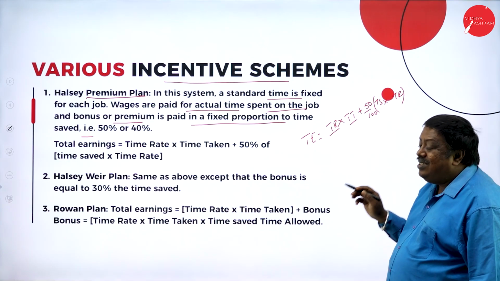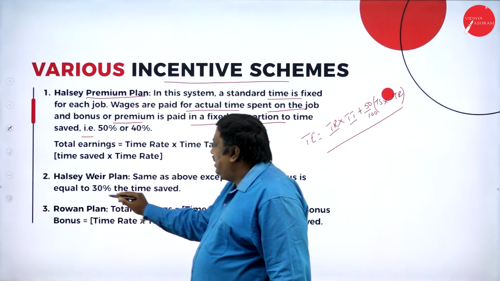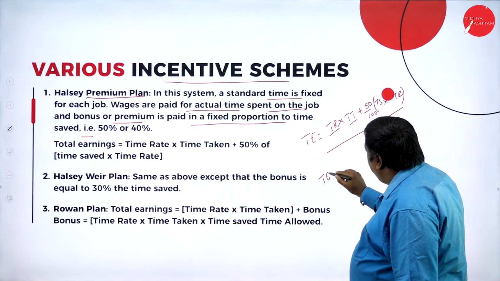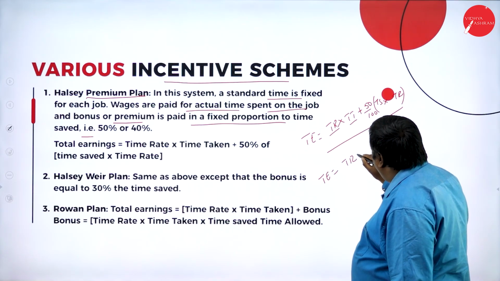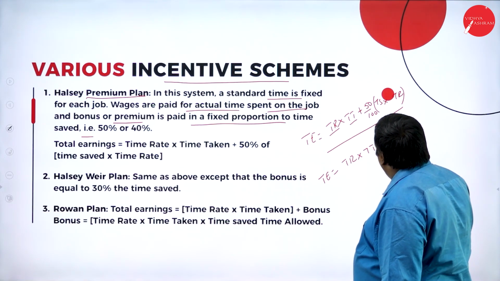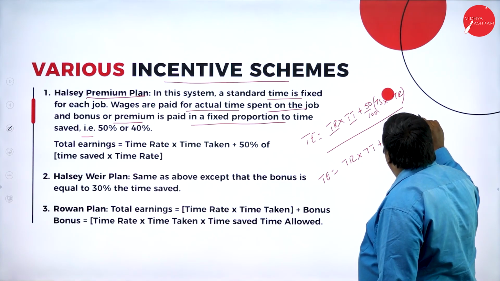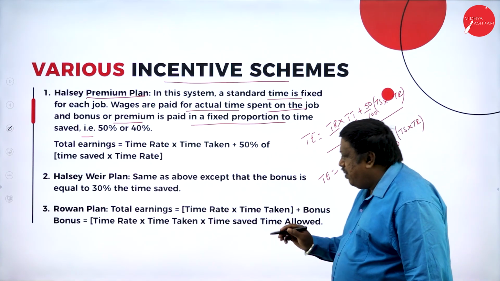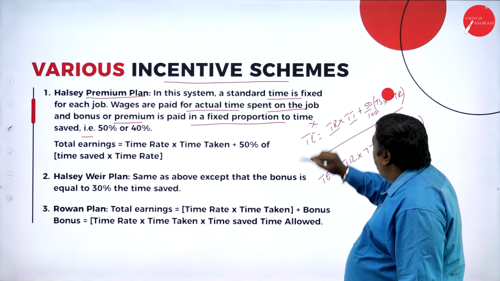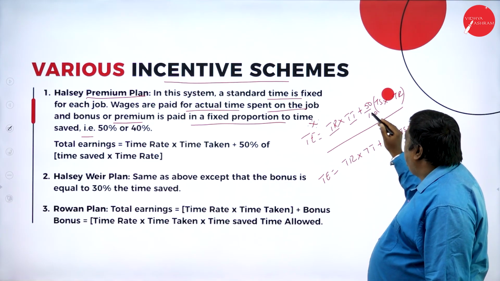This is the premium plan formula. Next we have the plan where the same formula applies: total earnings equals time rate into time taken plus 30 by 100 into time saved into time rate. This is the formula as per the Halsey plan. From an examination point of view, this is very important, so go through this one. In the upcoming classes, we're going to solve problems based on this formula.